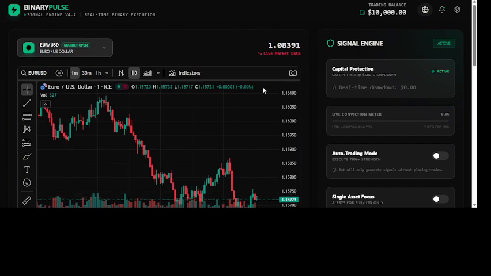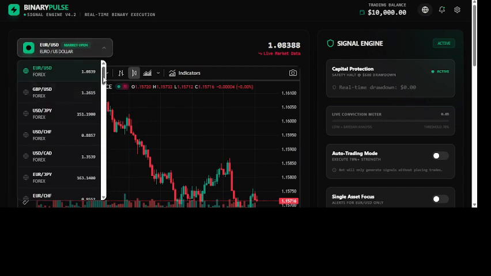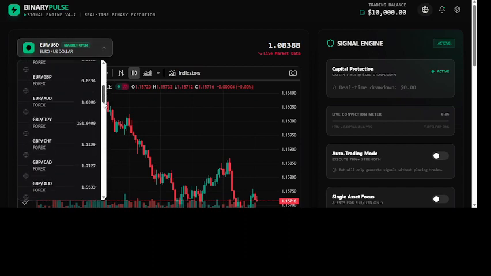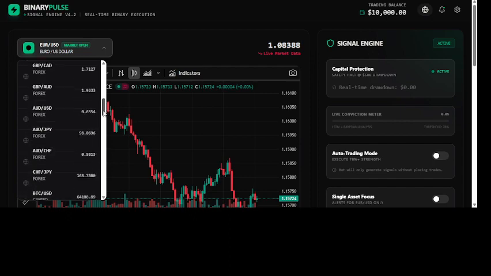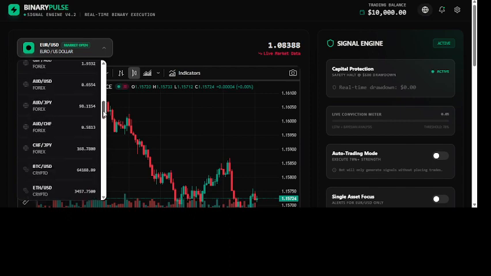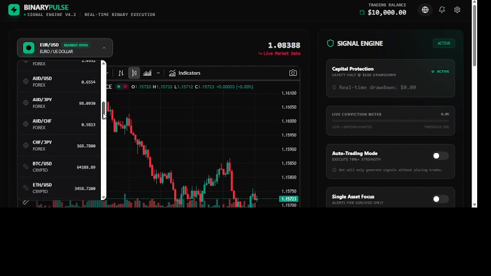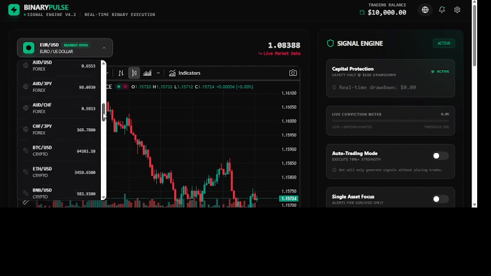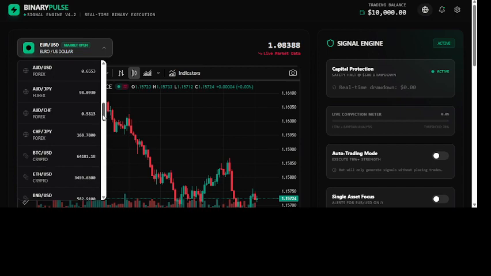Okay, so what you're looking at here is the user interface I've developed, and the bot has several assets available to trade. If you look at the drop down menu to the left, the bot trades major forex currency pairs: Aussie dollar, Japanese yen, Swiss franc. In addition, it also trades crypto assets like Bitcoin, Ethereum, Binance Coin, and Ton Coin.